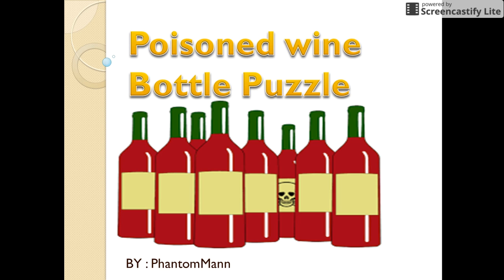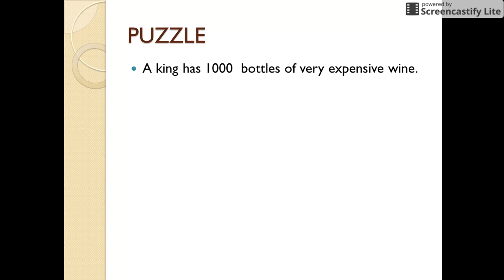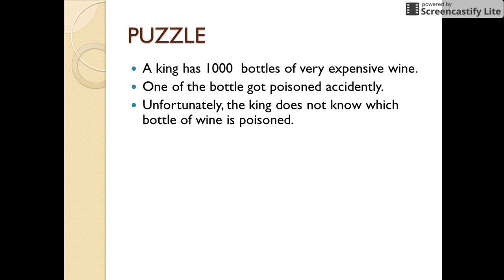Hello friends, let us see the poisoned wine bottle puzzle. In this puzzle, a king has 1000 bottles of very expensive wine. But accidentally, one of the bottles got poisoned and the king does not know which of the bottles got poisoned.